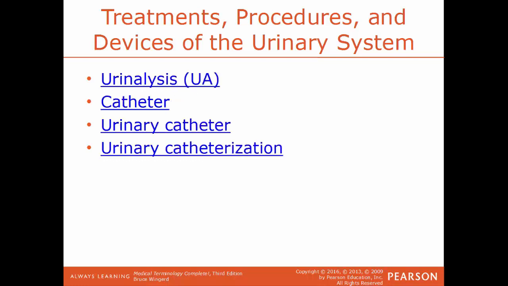Urinalysis, or UA, is the analysis of urine by using physical means, chemical means, microscopic means. Catheter is a flexible tube that's inserted into a narrow opening into a body cavity, such as the urinary bladder. And the reason to do that is to remove urine from the bladder. And when you have a catheter inserted into the bladder, it's called a urinary catheter. And the process of inserting the urinary catheter is urinary catheterization.